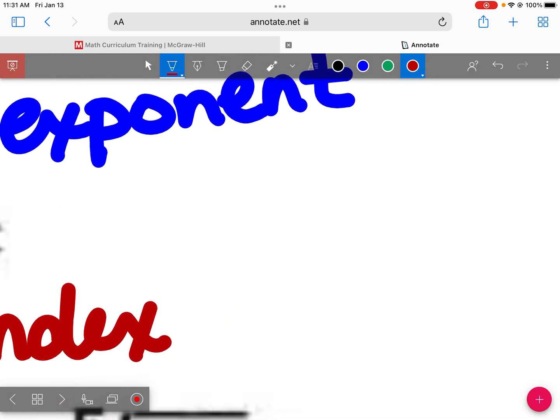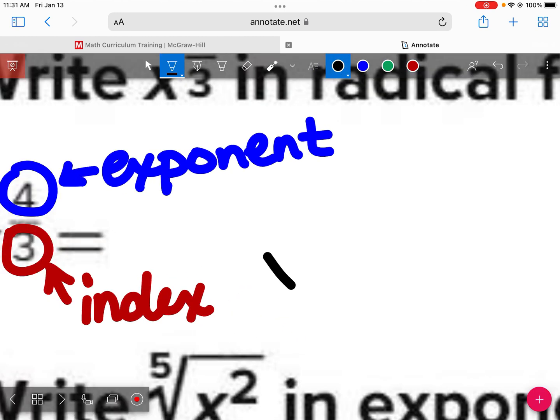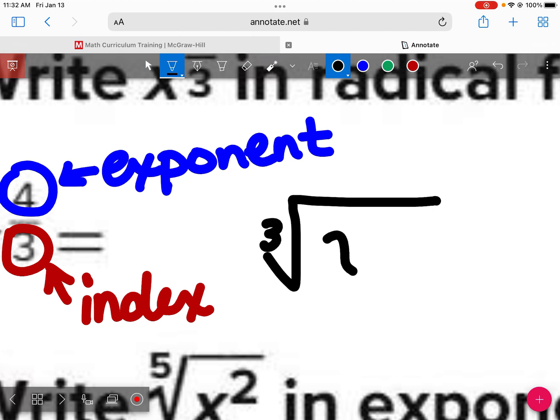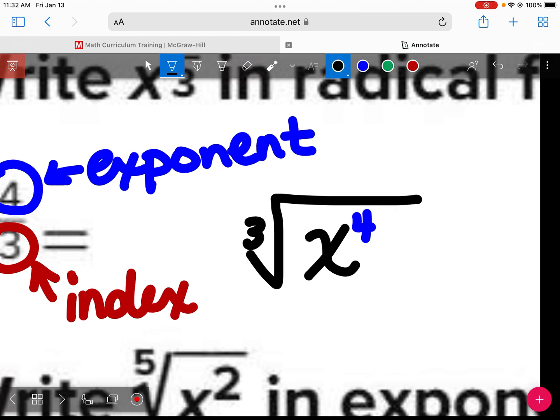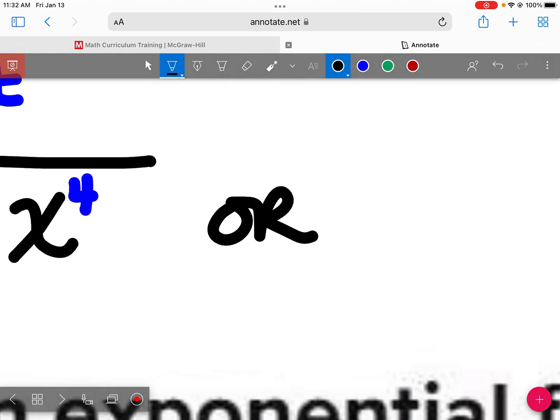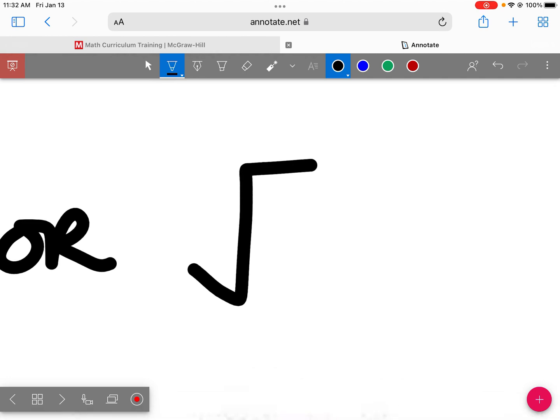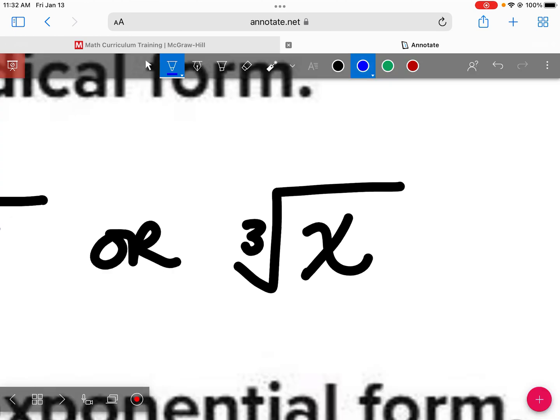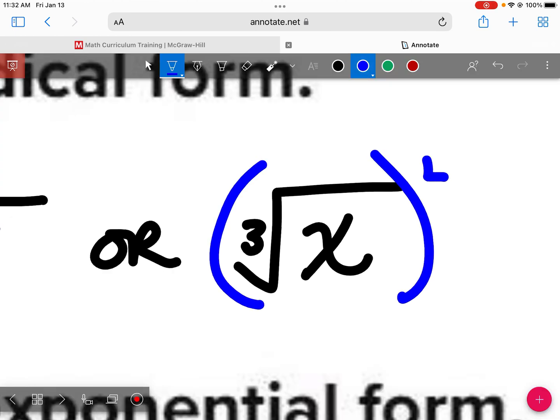But we're going to go and write this in radical form. So what would this look like in radical form? I've got my radical written. 3 goes right here, and then x here with an exponent of 4. Or how else could I write it and still be correct? The 3 outside, the x inside, and then parentheses, and the 4 outside. Yes. Both of those are correct.